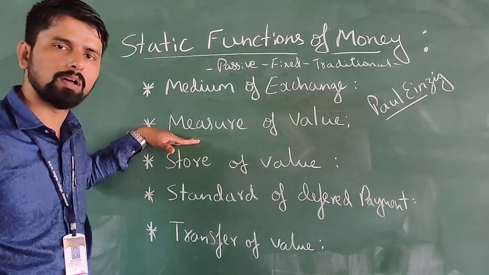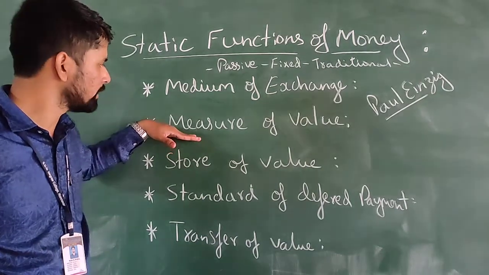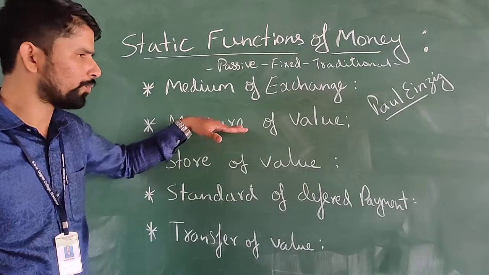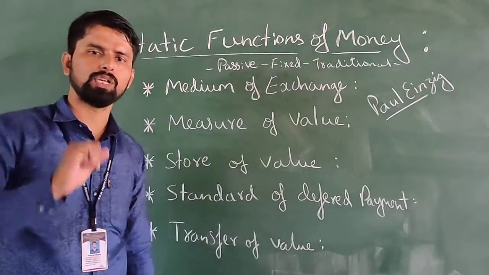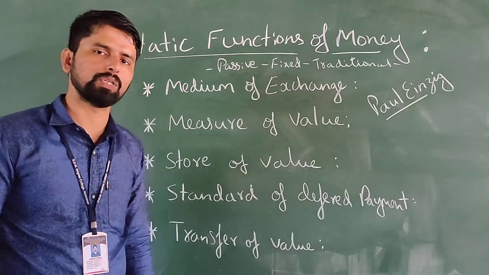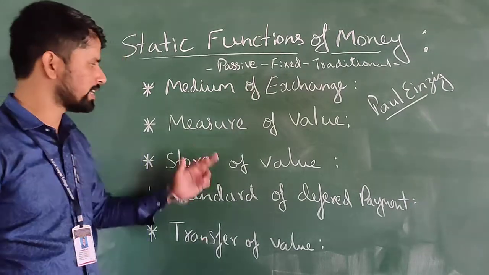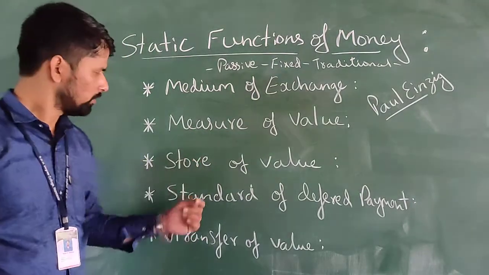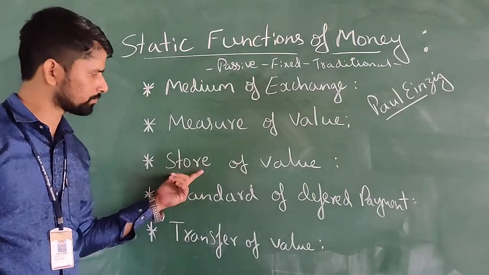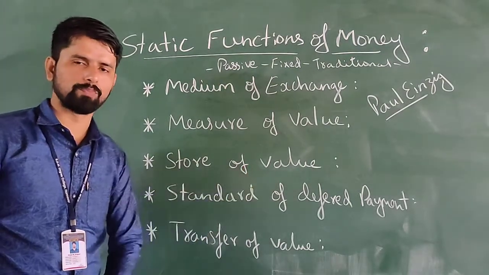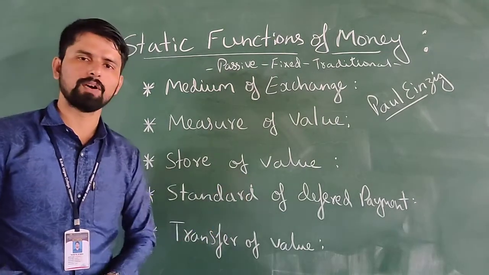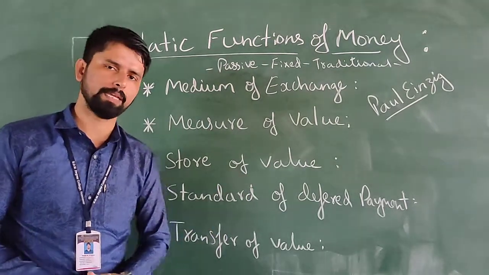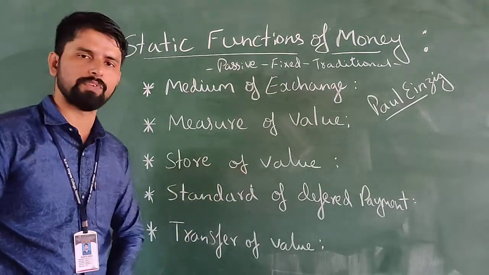Modern standard monies measure the values of the commodity as unit of account. That is the second function of money. Then third one, store of value. It is an important static function of money. Important static function, that is store of value.